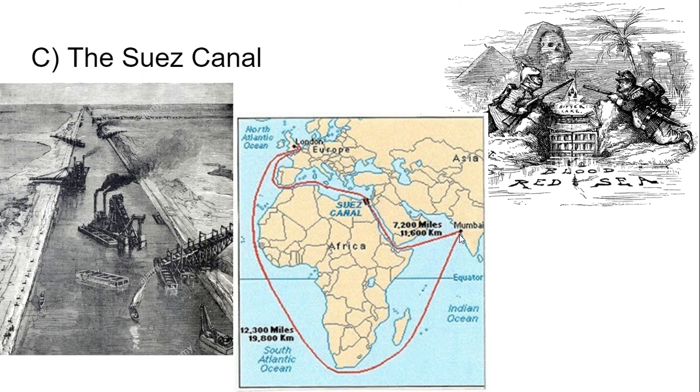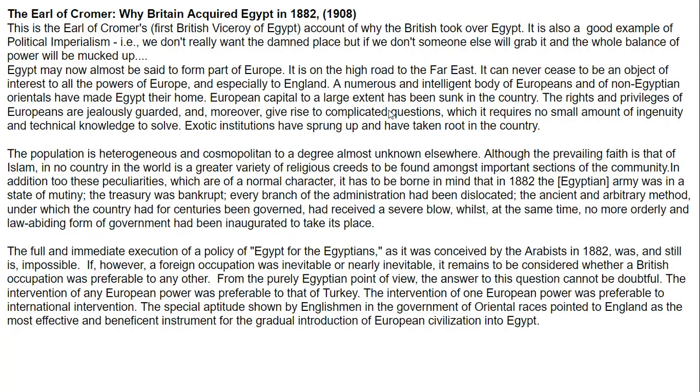In order to finance this canal, he would take out significant loans from European countries, which would then further tie Egypt to a variety of different European countries, eventually leading the British to step up and start exerting significant influence over Egypt. Here's the British describing why they felt like they needed to acquire Egypt. So take a moment, pause, and read.